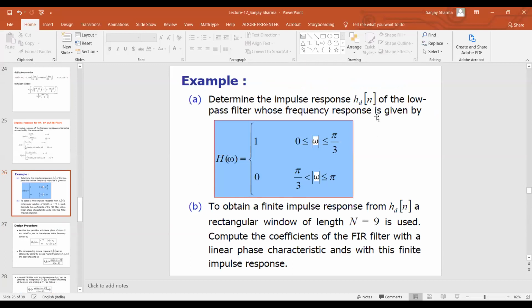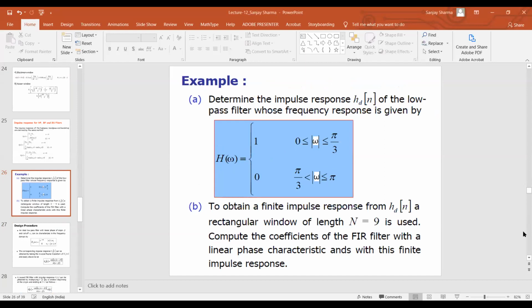Now let us take an example. In this example, determine the impulse response HDN. Why do I need to determine HDN? Because I am giving H omega, which is the frequency response of the IIR filter. I need to derive HDN from here. How can I derive it? I will have to take the inverse Fourier transform.